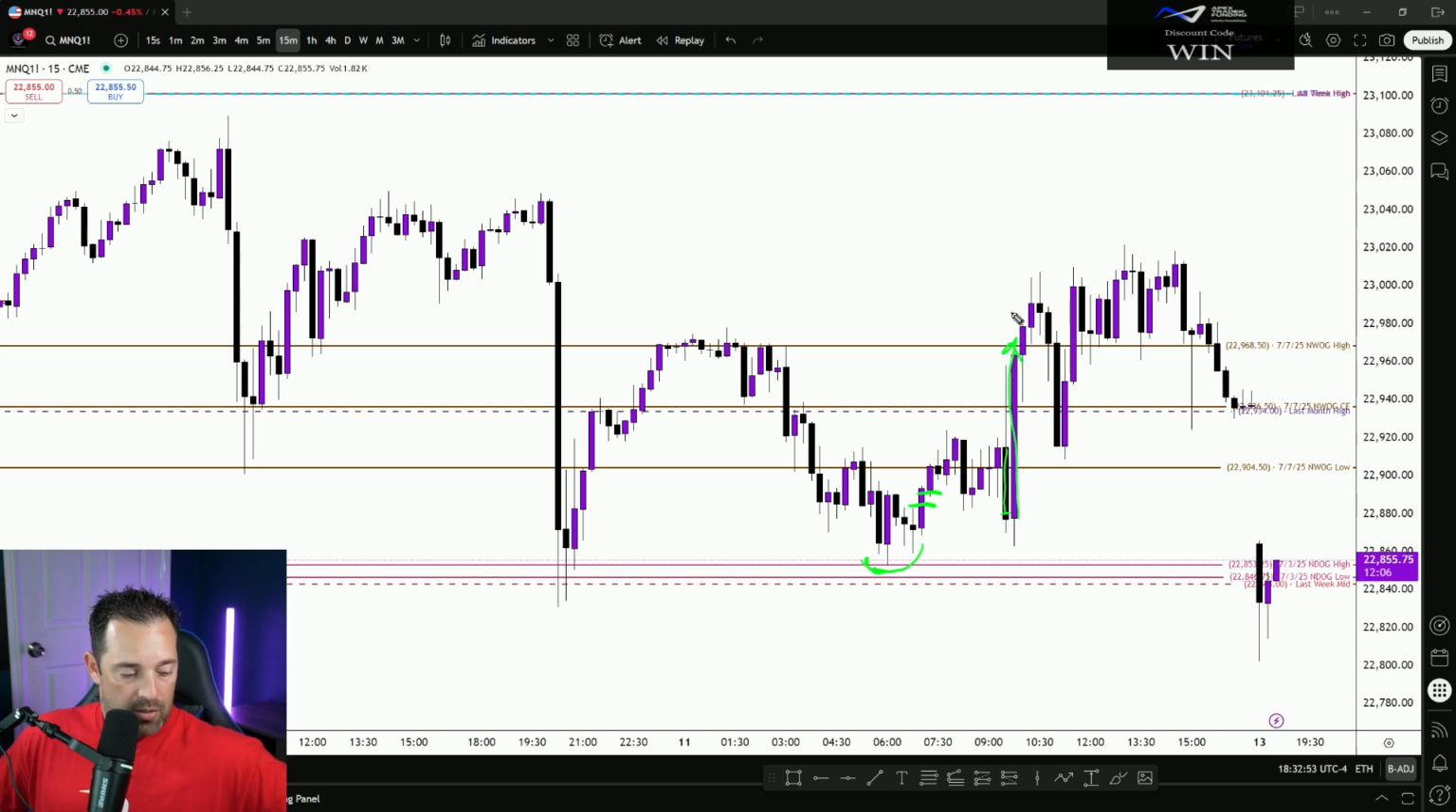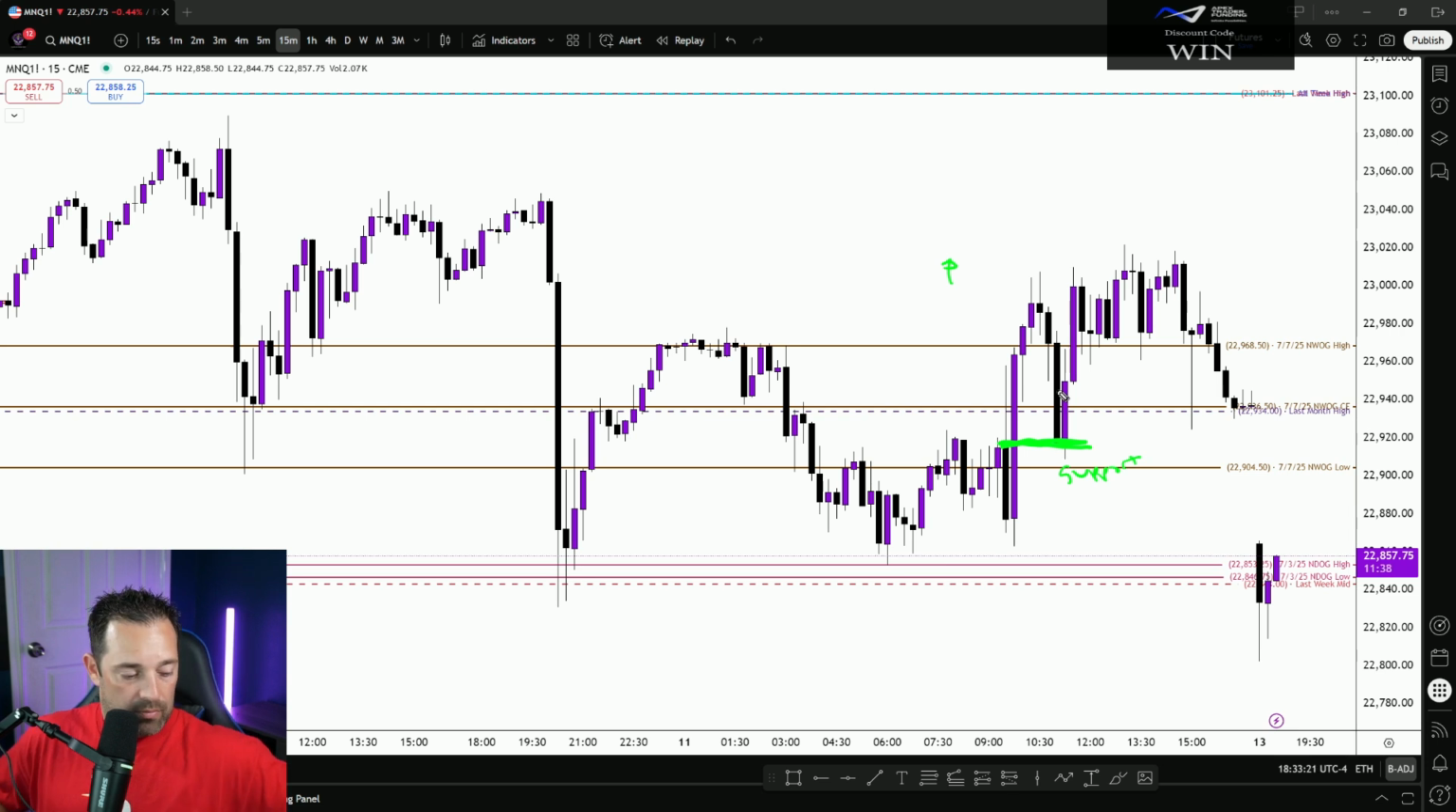So what that does is after that, you can take the open of the candle, which would be right here, and mark that out into the future. And price should, if it comes back into it, respect that. If it's bullish, it should respect that as support. If it's bearish, it should respect it as resistance and not go back above it.